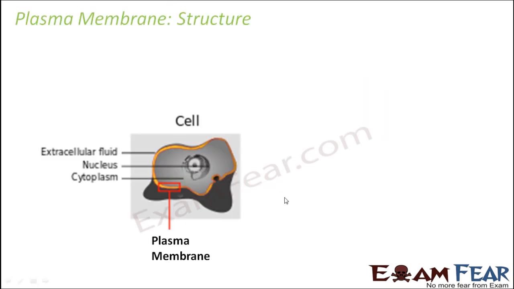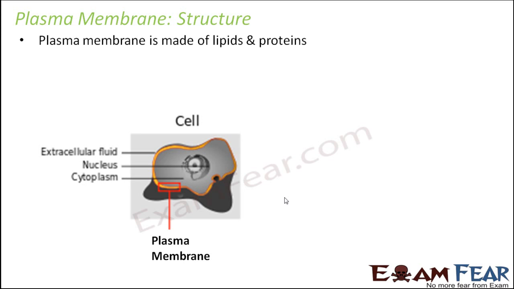Let us now try to understand the structure of plasma membrane. Till now we saw that the function of plasma membrane is to act as a semi-permeable membrane which allows only selected particles only in selected direction. So now here we will see what is the structure of plasma membrane which helps it to act as a semi-permeable membrane. The plasma membrane is made up of lipids and proteins. These are the main constituents of plasma membrane.